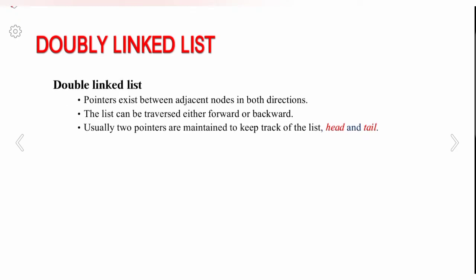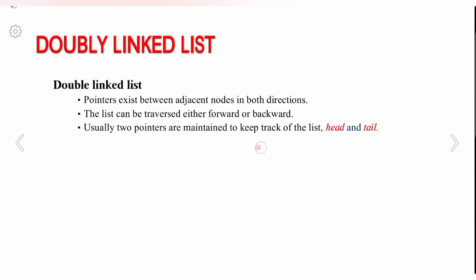So a doubly linked list means the pointers exist between adjacent nodes in both directions, right? One to traverse to the previous node and one to traverse to the next upcoming node, and the list can be traversed either forward or backward. That means we can visit the nodes in the list either forward or backward. But in the case of the singly linked list, we can move only forward. Okay, so backward is not possible in the case of the singly linked list.